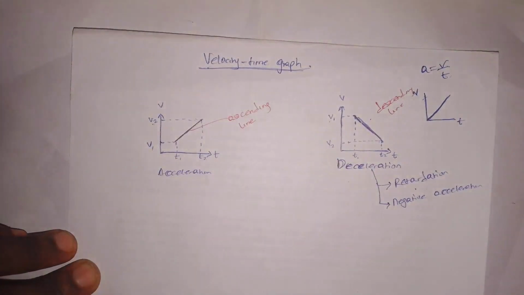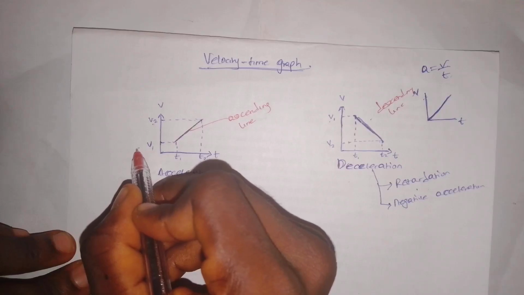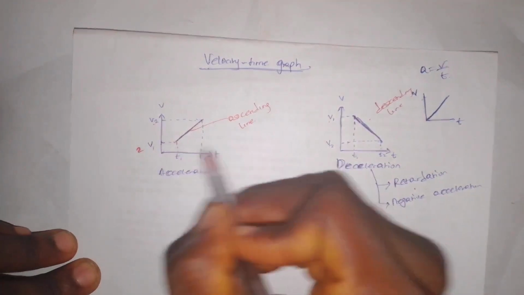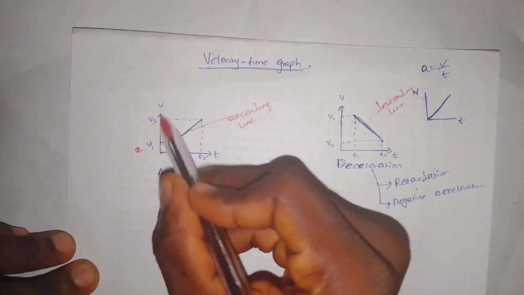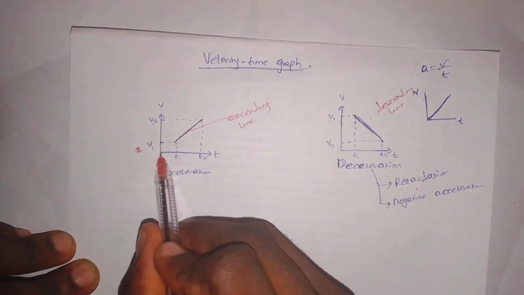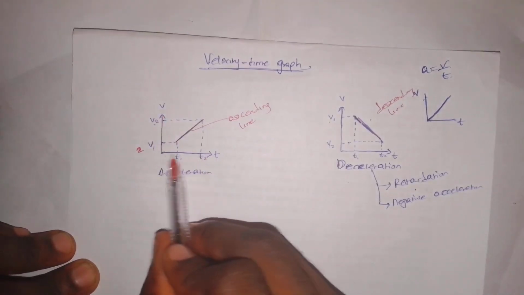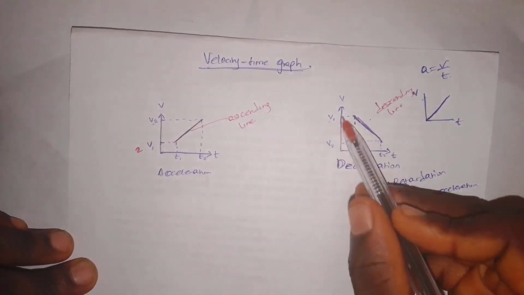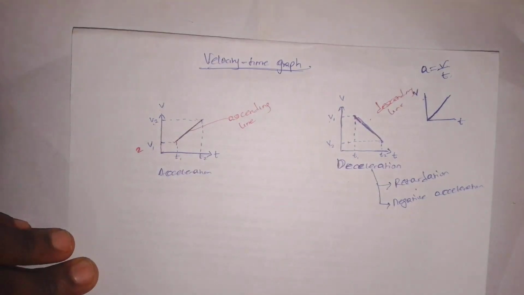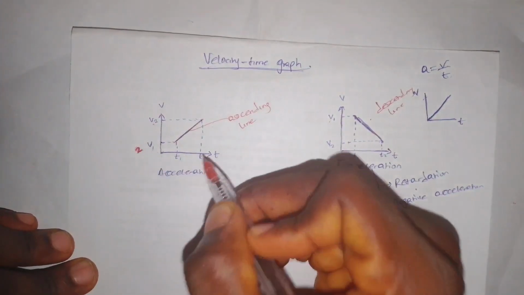Now, let's say the vehicle starts with a velocity of 2 meters per second. Remember, in the velocity time graph, the vertical axis represents the velocity, while the horizontal axis represents the time. The vertical axis can also be called the y-axis, and the horizontal axis the x-axis. Same thing applies here. The velocity is always on the vertical axis, while the time is always on the horizontal axis.